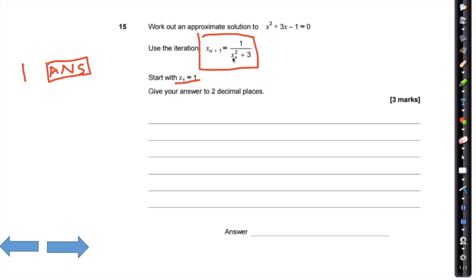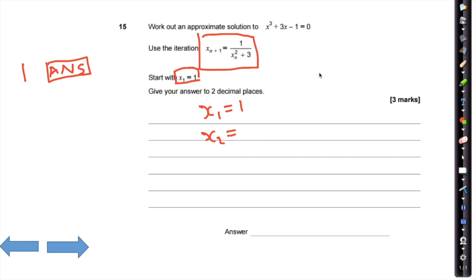What this means is the next number in the iteration, so n plus 1, is 1 over the previous number squared plus 3. That's all we mean by subscript n and subscript n plus 1. Subscript n is the number which we're given here, x subscript 1 equals 1. So x subscript n plus 1, which would be x subscript 2, because our n was 1, therefore n plus 1 is 2, is going to be 1 over this squared plus 3.